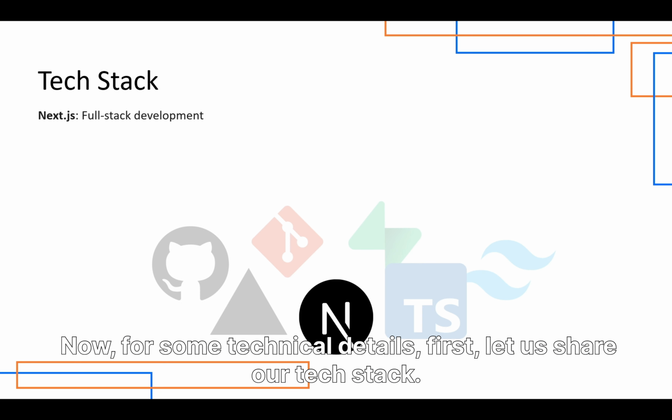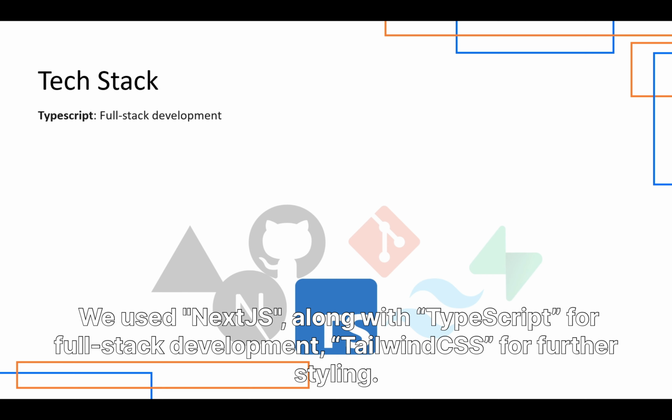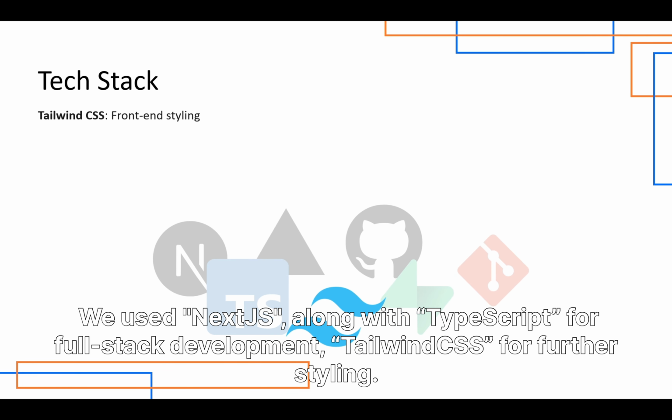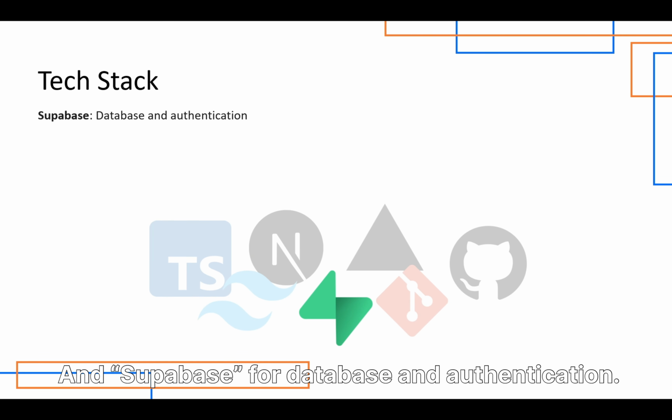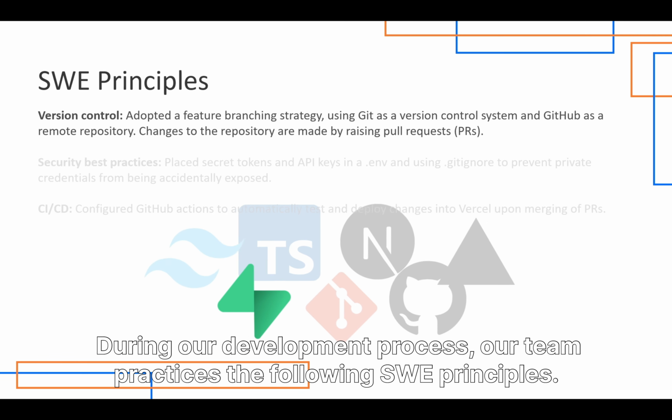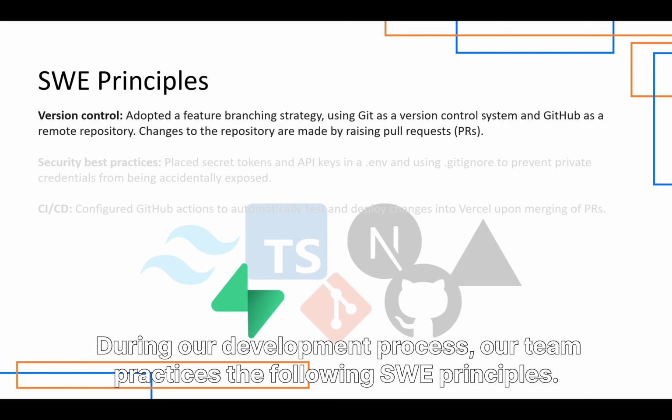Now for some technical details. First, let us share our tech stack. We use Next.js along with TypeScript for full stack development, Tailwind CSS for front-end styling, and Supabase for database and authentication. During our development process, our team practices the following SWE principles.